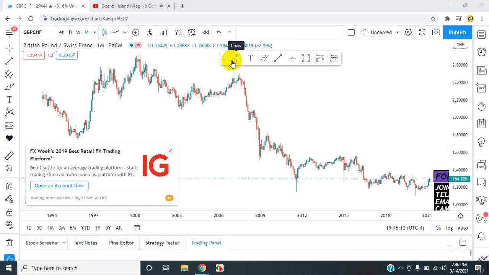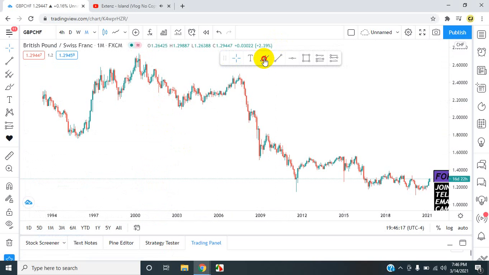Let's get back up to business. Okay, everyone, we are looking at GBP CHF. We're going to grab our red marker and draw it up to see what's going on in the market.